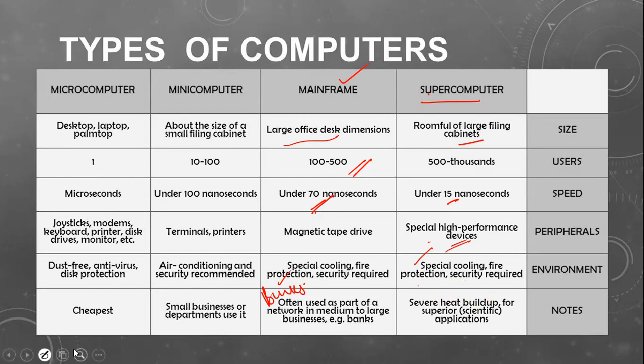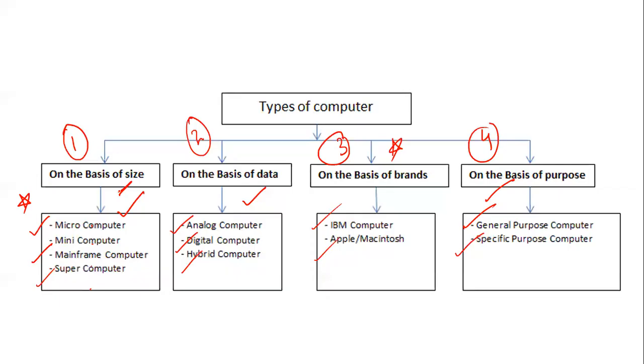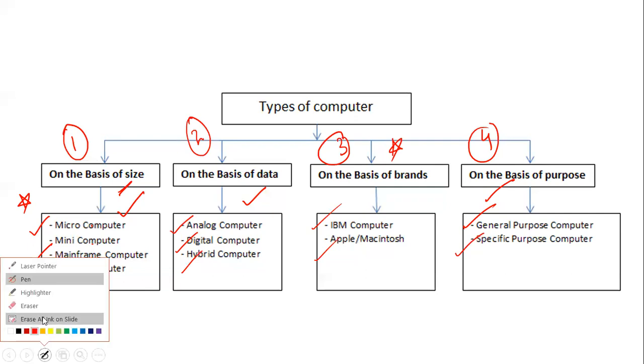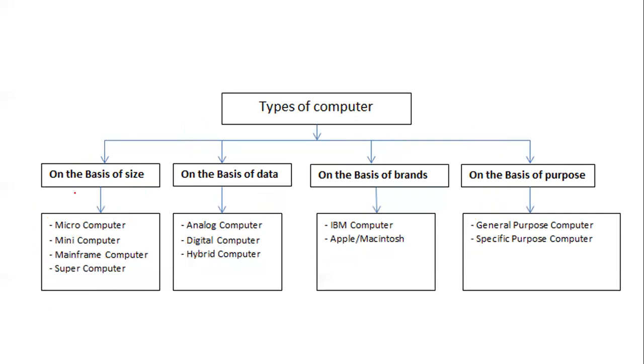From this particular topic itself, you will get questions either with reference to size, with reference to users, with reference to speeds, or with reference to peripherals, and they may give examples. So this is what you have to keep in mind with respect to your computers based on size, which is divided into 4 types: micro, mini, mainframe, and supercomputers, right?